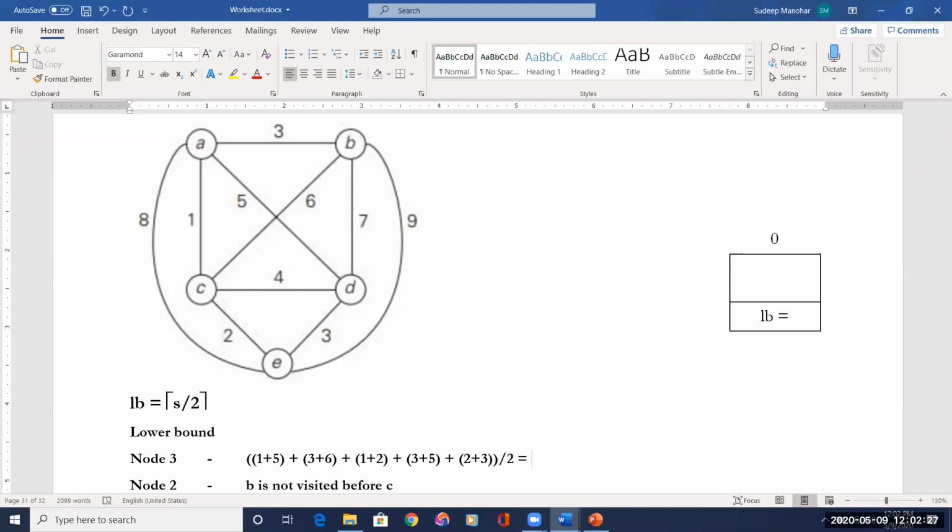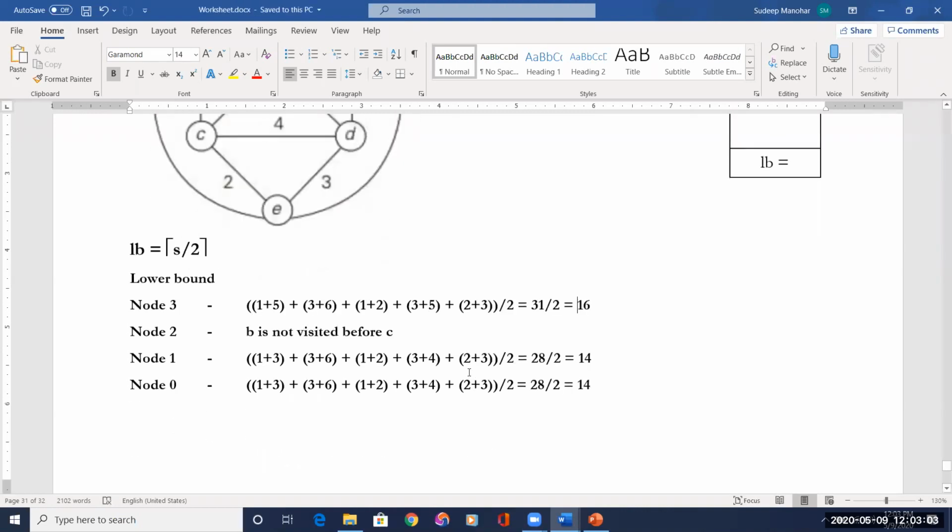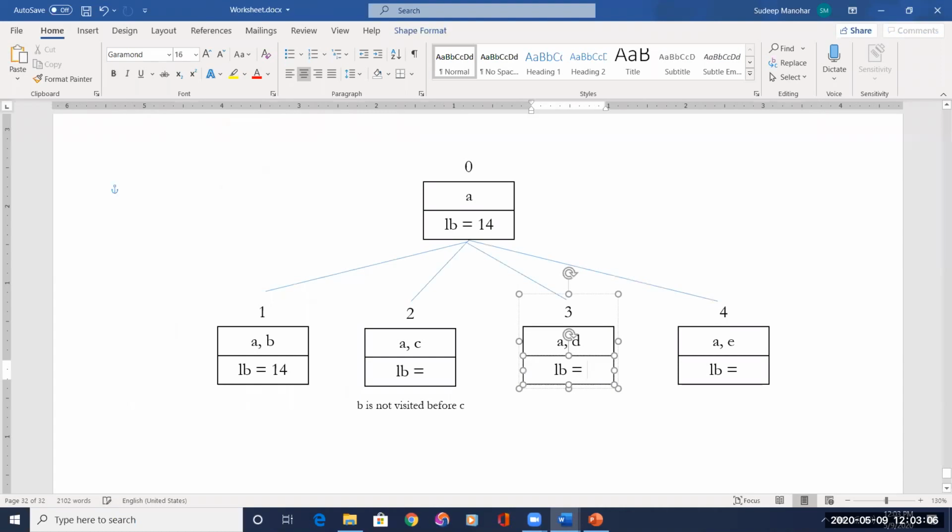Divided by 2. So what do you get for this? 6 plus 9, 15 plus 3, 18 plus 8, 26 plus 5, 31. 31 by 2 is 15.5. 15.5, you are supposed to consider the ceil. It is 16. 31 by 2, it is 16. So node number 3's lower bound is 16. Next is node number 4.